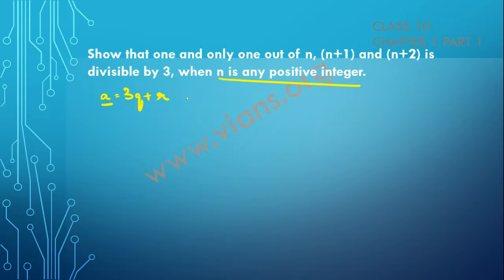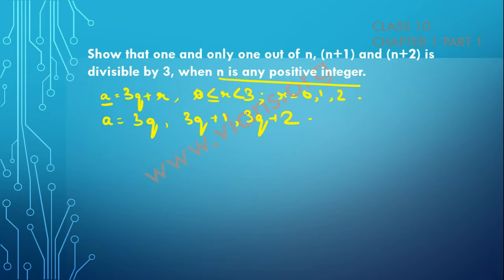A is a positive integer, and r could be a remainder such that 0 is less than or equal to r is less than 3, which also implies r is equal to 0 or 1 or 2. So there is a number such as a is equal to 3q or 3q plus 1 or 3q plus 2. Now we have to show that for any such number, only one out of n plus 1 and n plus 2 is divisible by 3.